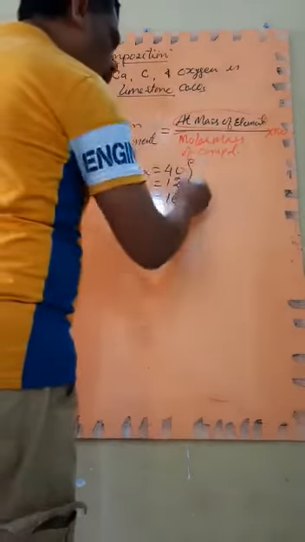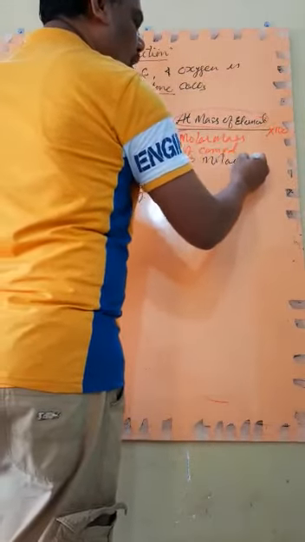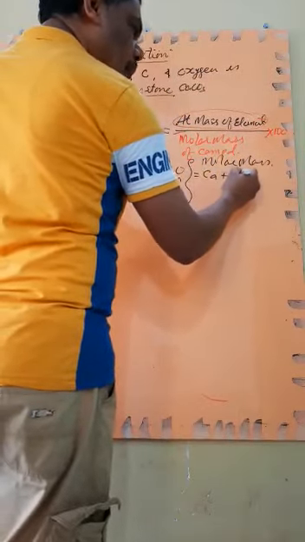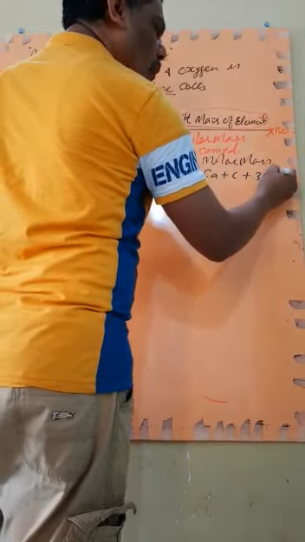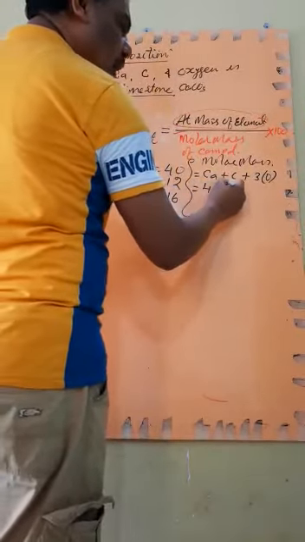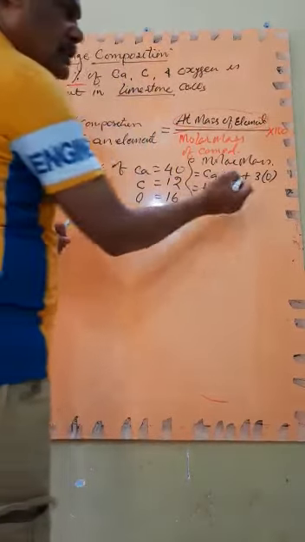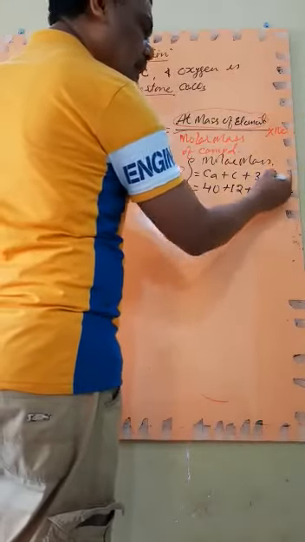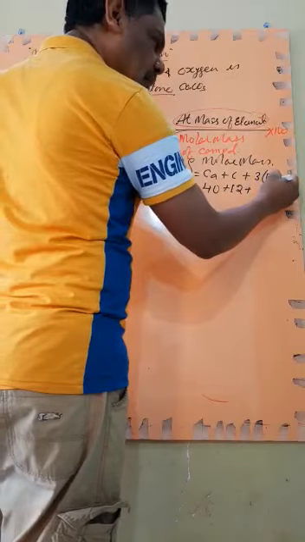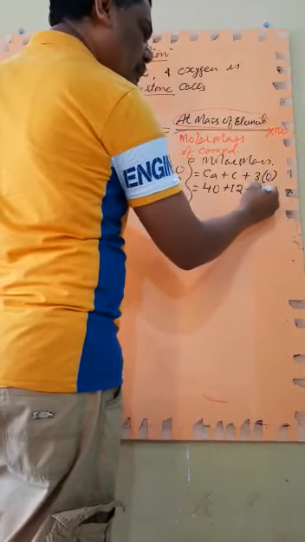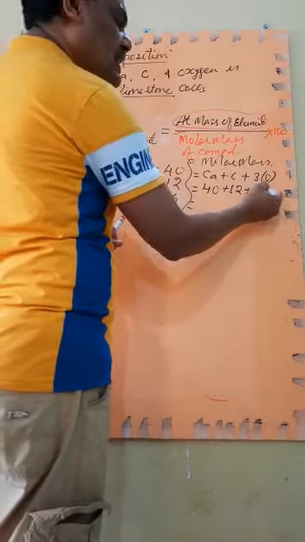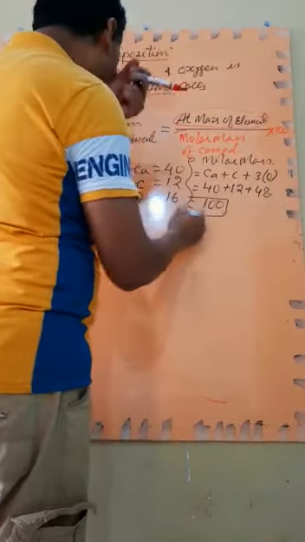Now how do we find the molar mass? The molar mass is the sum of the atomic masses, that is calcium plus carbon plus 3 O. So calcium is 40 plus carbon is 12. Remember, the atomic mass of carbon is 12, the natural most abundant isotope. Plus 3 into 16. 16 times 3 is 48. So 40 plus 12 is 52, and then 60, and this is 100. So this is the molar mass.